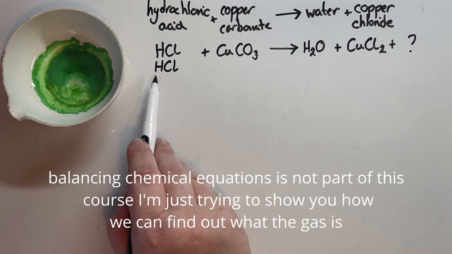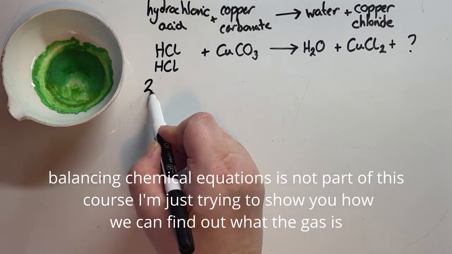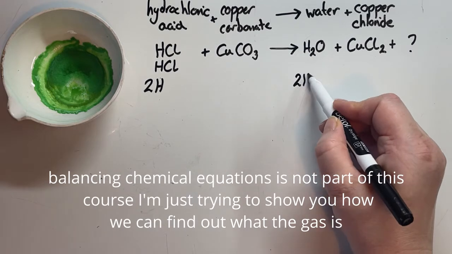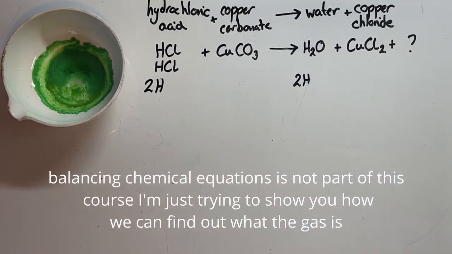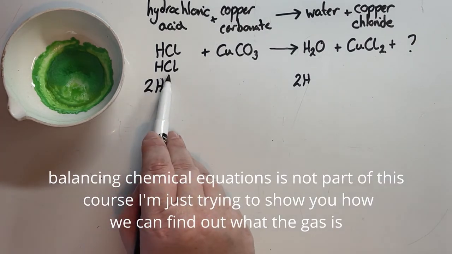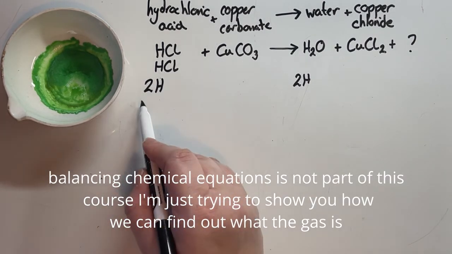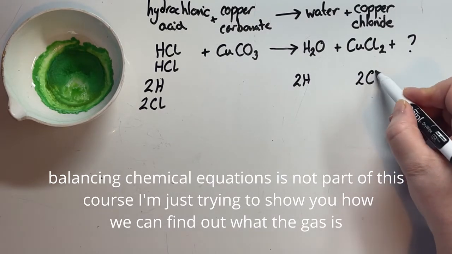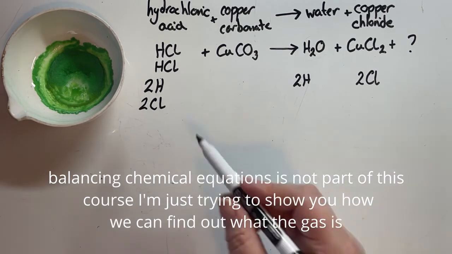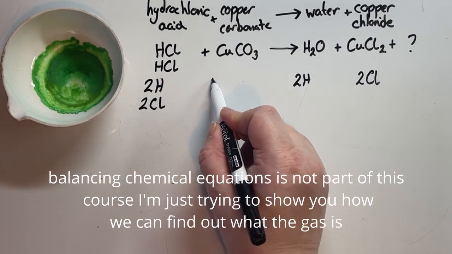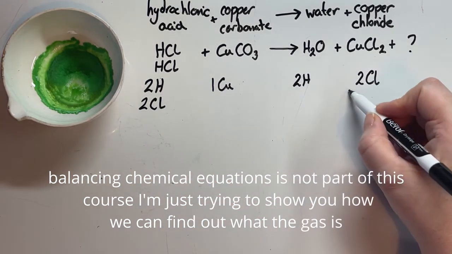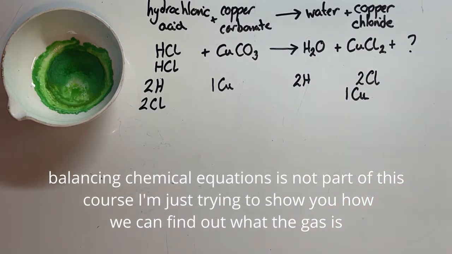On this side of the equation, we've got 2 hydrogens. In the water, we also have 2 hydrogens. So no hydrogens have gone missing. In the acid, we have 2 chlorines. So over here, we also have 2 chlorines. In the copper carbonate, we've got 1 copper, and in the copper chloride, we've got 1 copper.